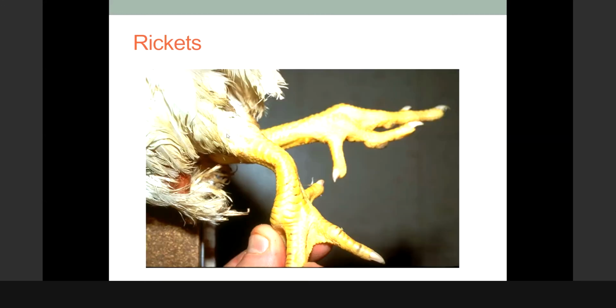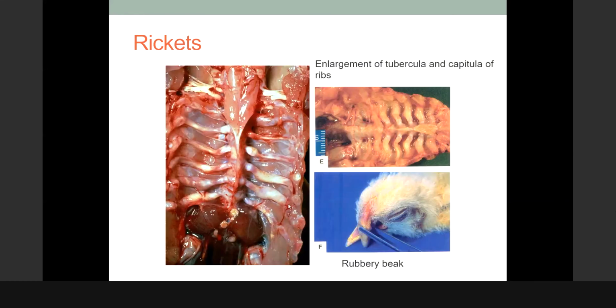So this is how they look. If you have a deficiency of calcium or phosphorus, or vitamin imbalance, the bones become rubbery. You can bend the bone and it doesn't break. And then this is the enlargement of tubercula and capitula of the rib. This is something that you'll see in rickets cases as well.